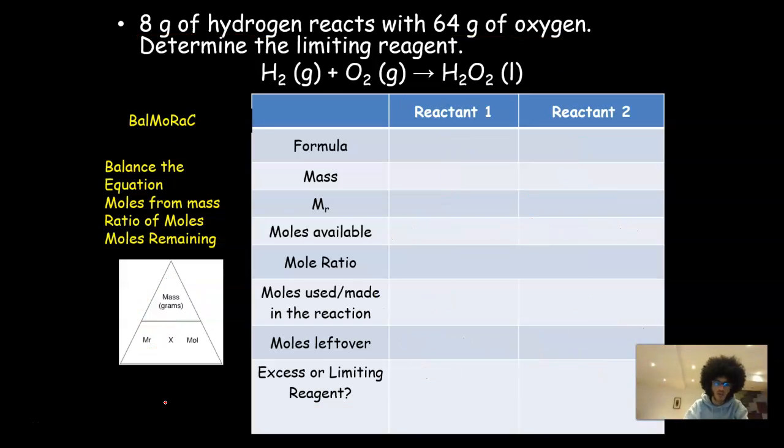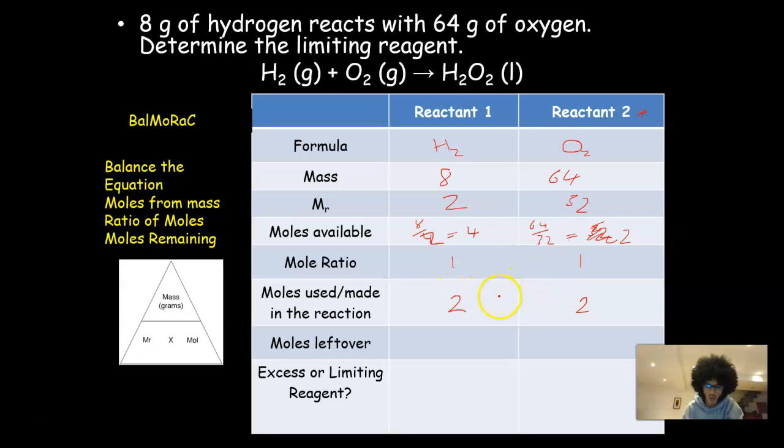Now, let's answer it the other way around. So instead of answering it in terms of hydrogen, we're now going to answer it in terms of oxygen, and this may make a lot more sense to you. So again, the masses are the same. We've got 8, we've got 64. The MRs, it's 2 and 32, and then the moles available, 8 over 2 equals 4, and 64 over 32 equals 2. Now, the mole ratio is still 1-to-1. Now here, that should be 2. Now, if all these 2 moles react of oxygen, that means that 2 moles of hydrogen will also react because you have a 1-to-1 ratio.